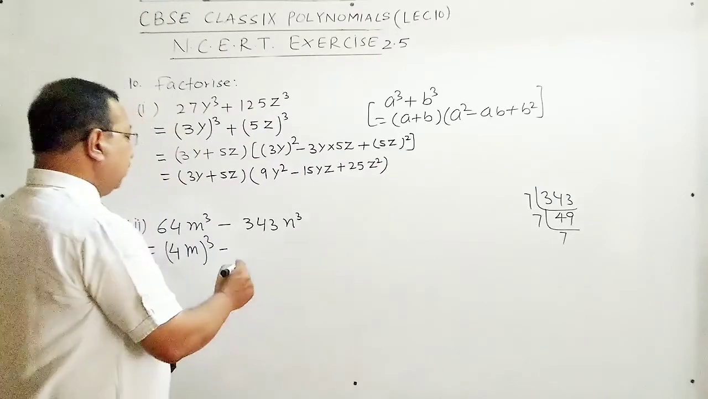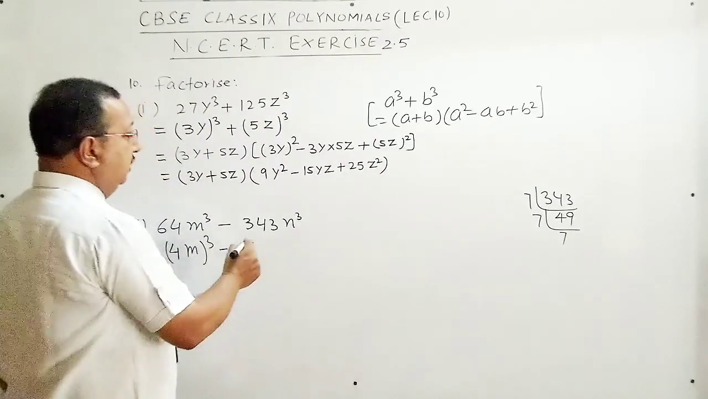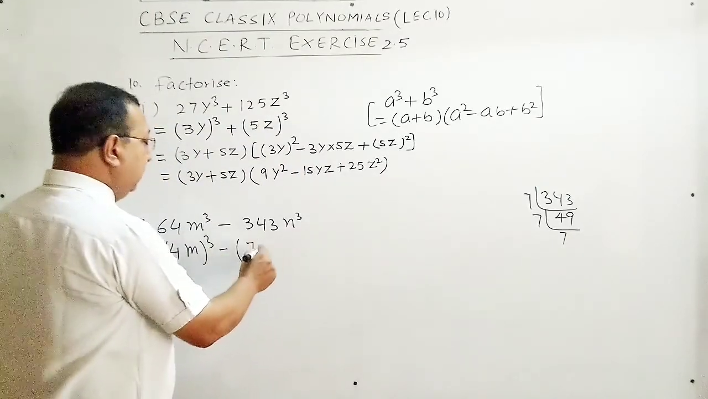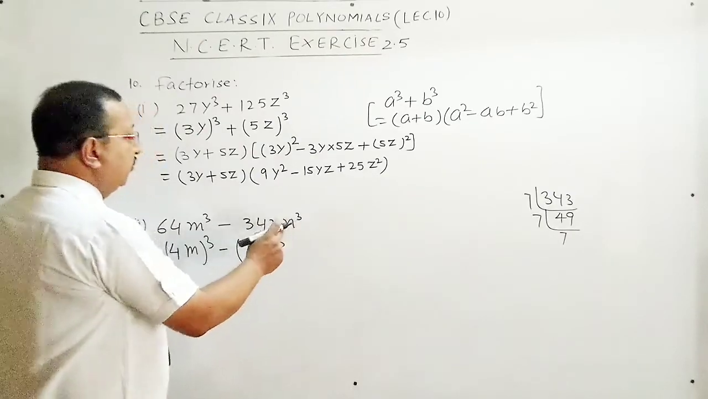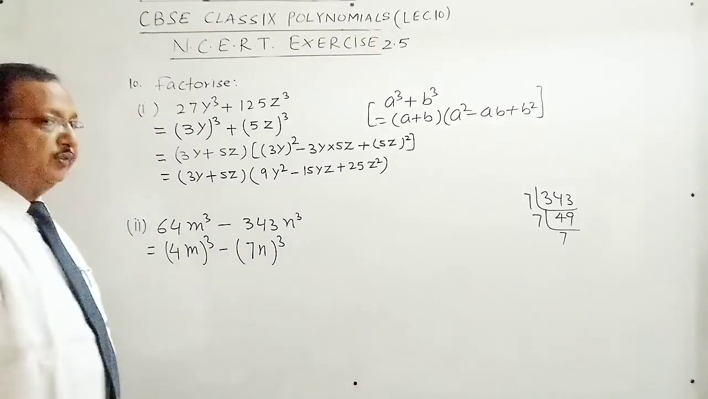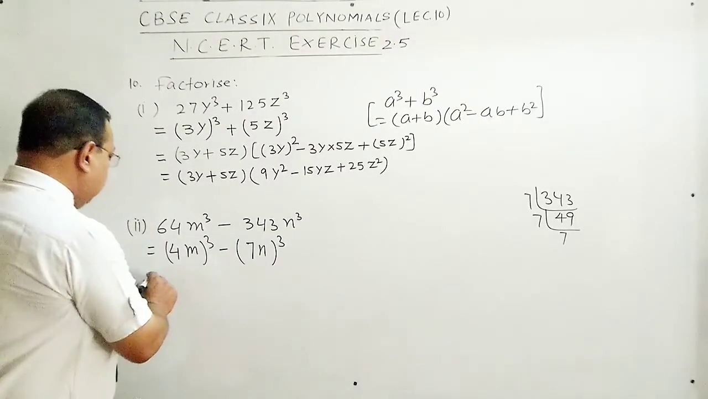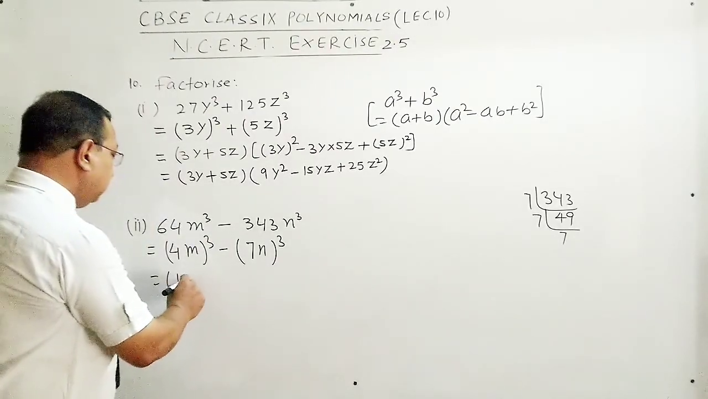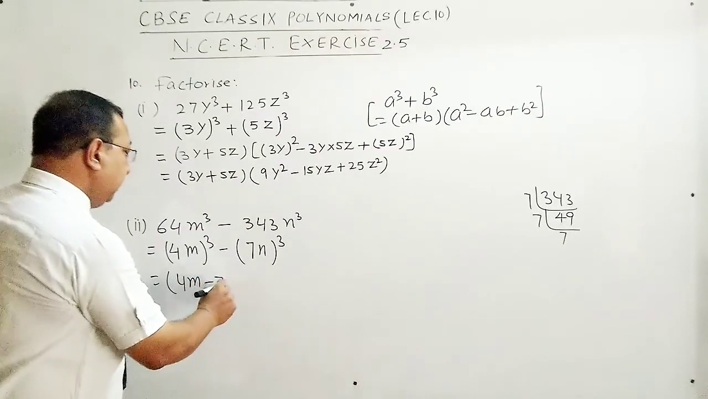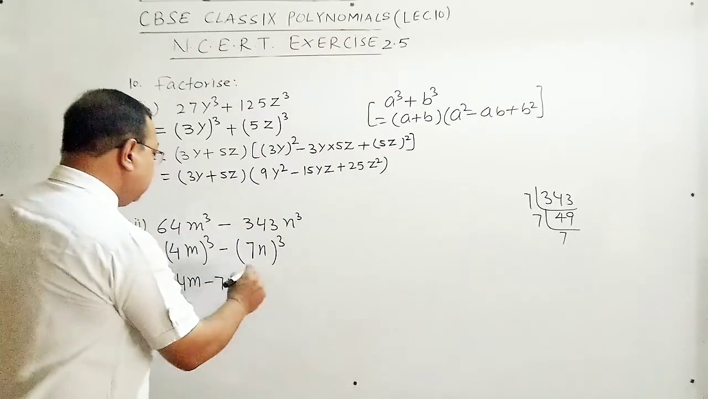This means 343 is the cube of 7 and n cube is the cube of n. Finally 343 n cube is the cube of 7n. So a cube minus b cube. A cube minus b cube is a minus b.